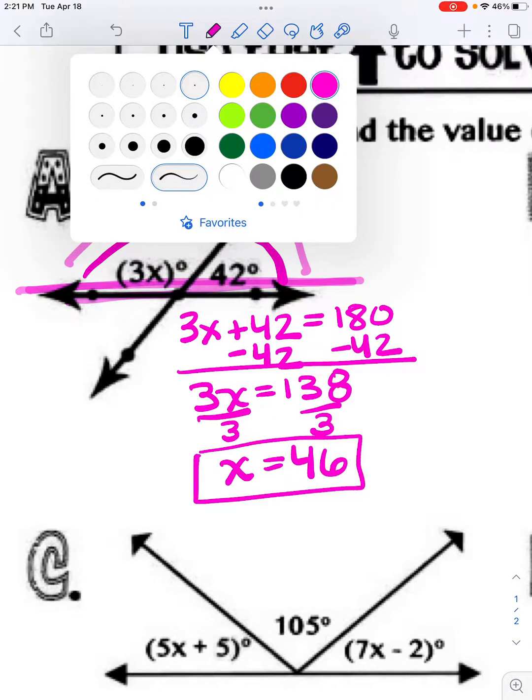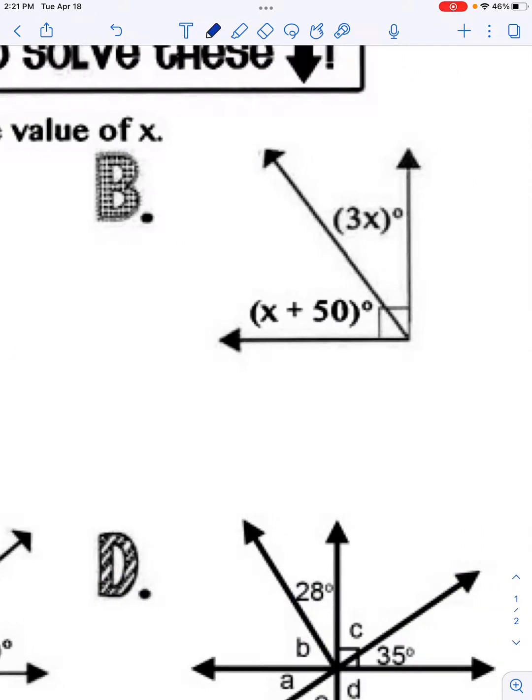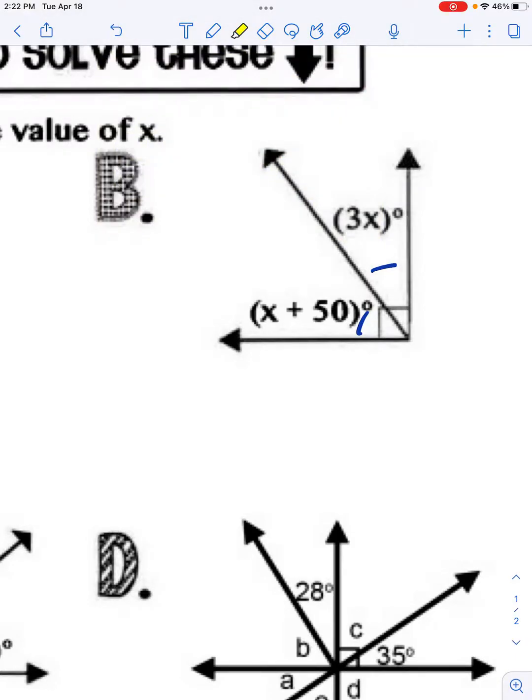All right, let's try the next one. I'll change colors. These two angles, 3x and x plus 50, are not equal. Again, you can tell just by looking at them, but they're not vertical angles, so we know they're not equal. And they're not supplementary because they don't form a straight line, but they do make a right angle, and you can tell by this little box right here. This is your right angle indicator. So I'm going to show that the sum of these two angles is 90.